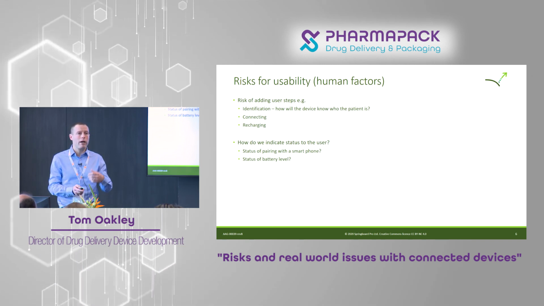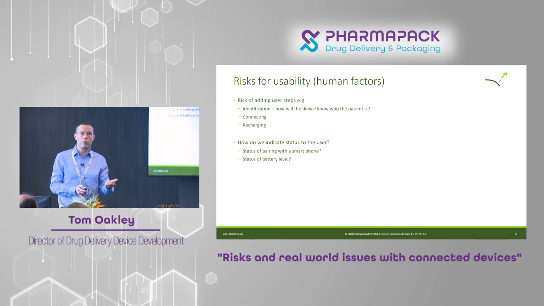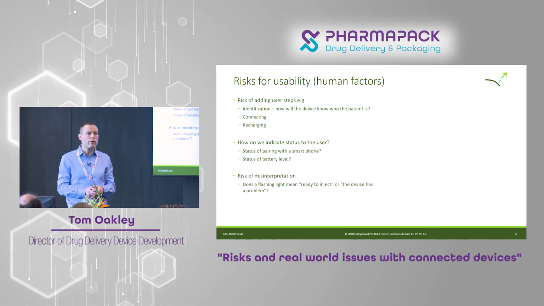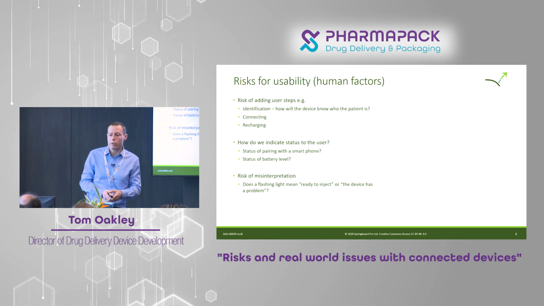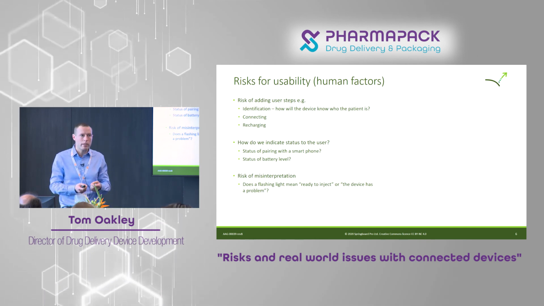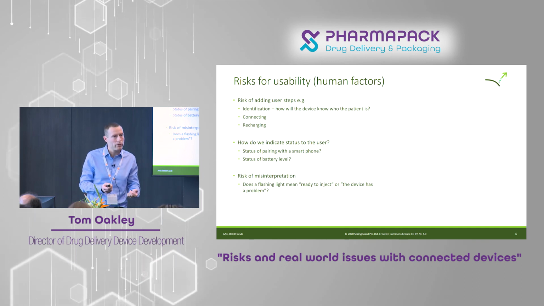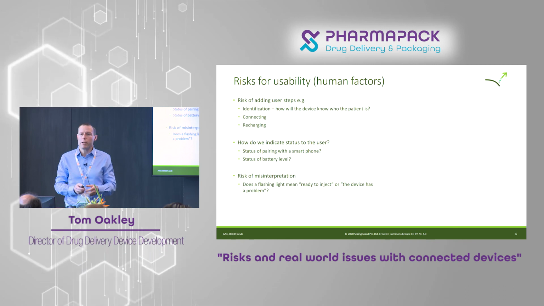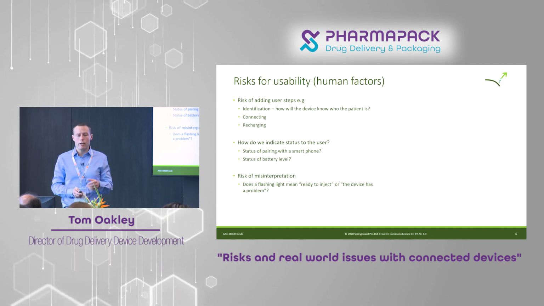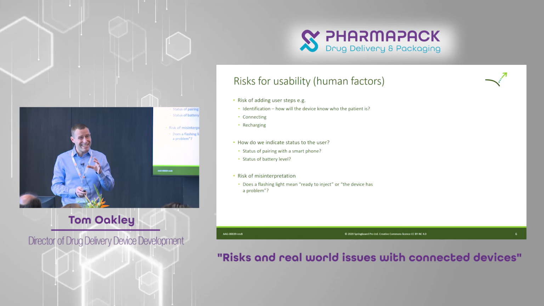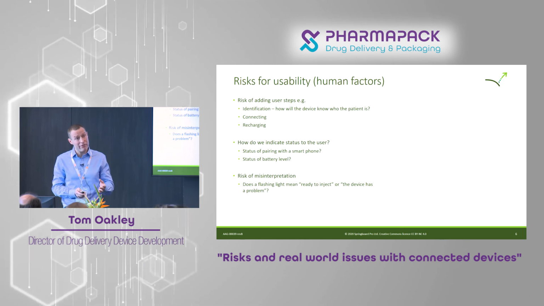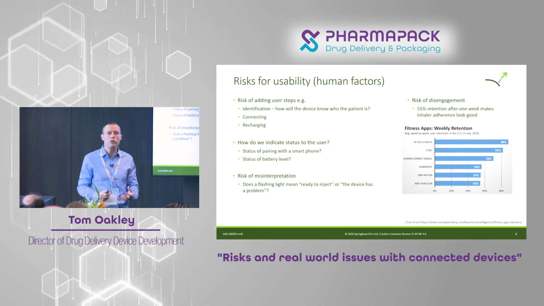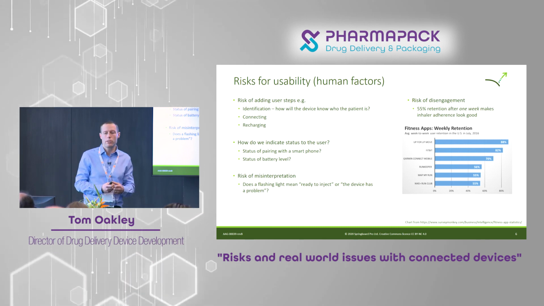But how do you do that? If you have a red light, does that mean it's good or it's bad? It's a very difficult thing to get right with human factors. You've got the risk of misinterpretation. So if you did have a light, does it mean it's connected to the Wi-Fi or to a phone? Does it mean it's ready to inject? Does it mean that it has a problem? You know, these can be easily misunderstood. And lastly, a lot of even connected devices have very poor adherence, amazingly. So there's the risk of disengagement, of people stopping using the thing that you're supposed to be using.